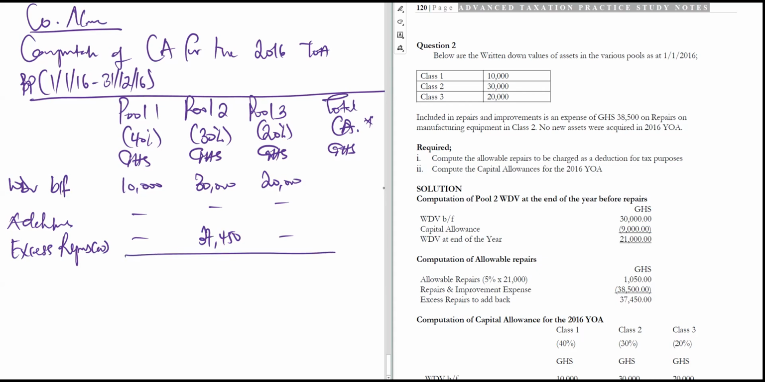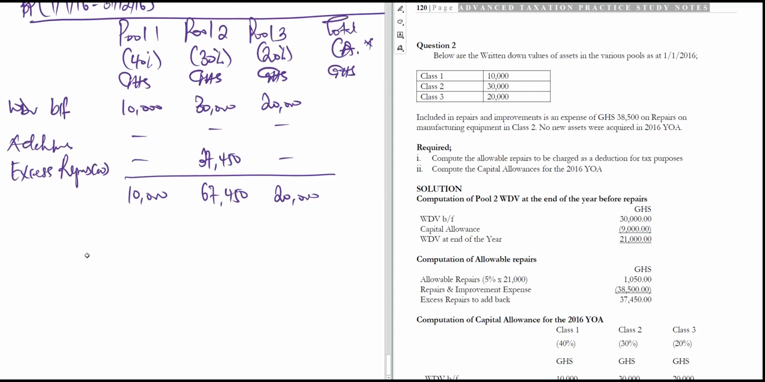So we add up. This one still gives us our normal 10,000. This one gives us 67,150 wait, 67,450. This one gives us 20,000. Not so. I hope that is understood. So with that being said, this gives us our depreciation basis. And then we are going to grant capital allowance. It's for the whole year, right? Always check how many days they operated. This one, it seems, is the whole year.